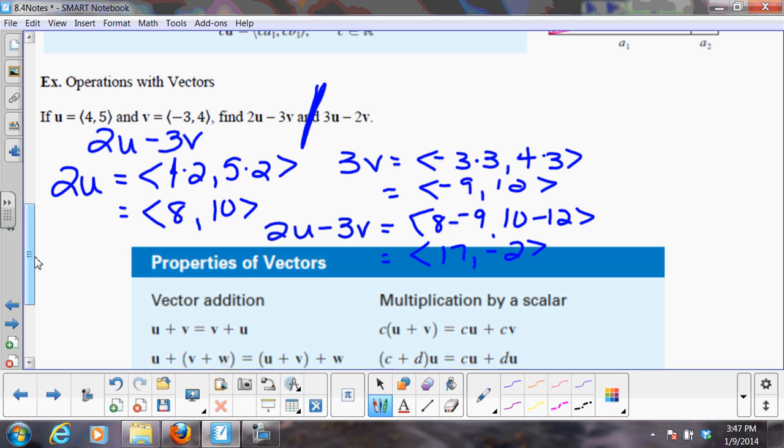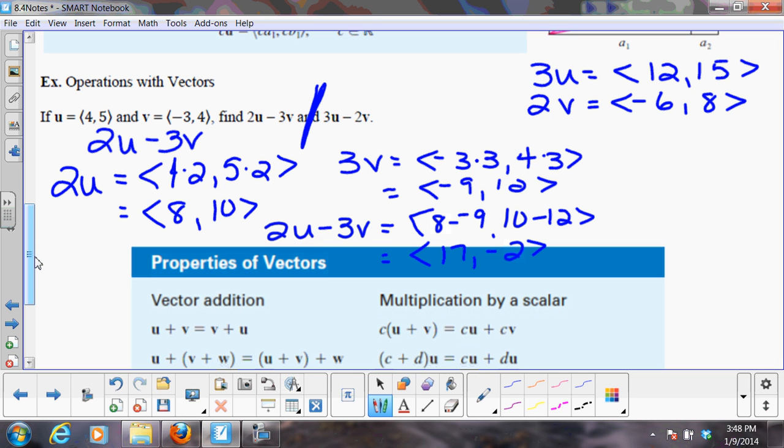All right, then we have 3u minus 2v. Well, 3u, if I triple my u vector, it becomes 12, 15. You know what I mean, 12, 15. If I double my v vector, it'll be negative 6, 8. And again, I am subtracting, 3u minus 2v, and we get 12 minus negative 6, which is 18, 15 minus 8, which is 7.